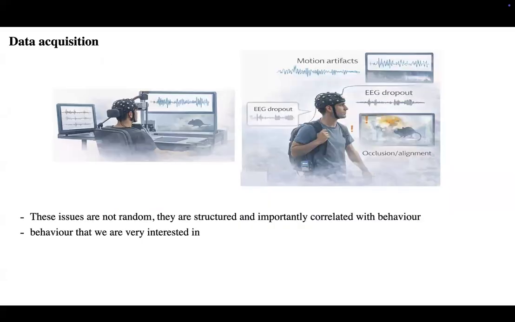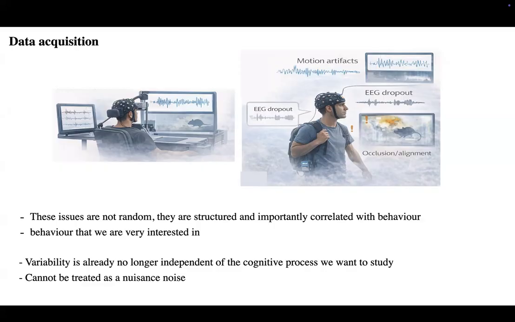So these issues are not random, they are structured and often also correlated with behavior. So often my movement artifact might correlate, if you did not design it in a very smart way, with exactly the moment of interest where cognition should have been also very important. And then you get this very strong correlation and then what to do about that. Variability is already no longer independent of the cognitive process we want to study, and it also cannot be treated as nuisance noise. So it's not just, it's fine, it's not that much, but actually it can be quite a bit.